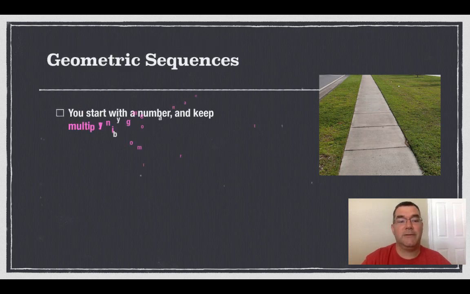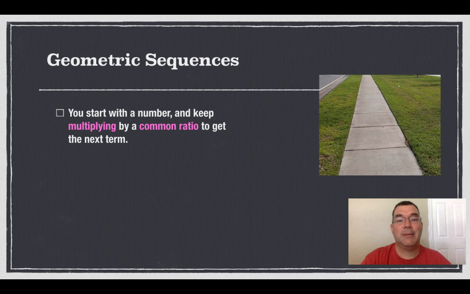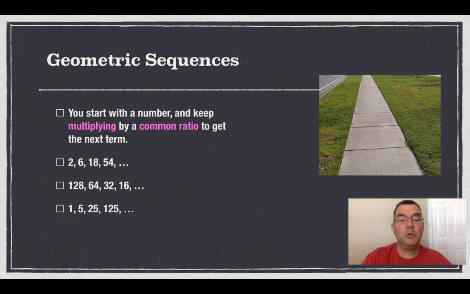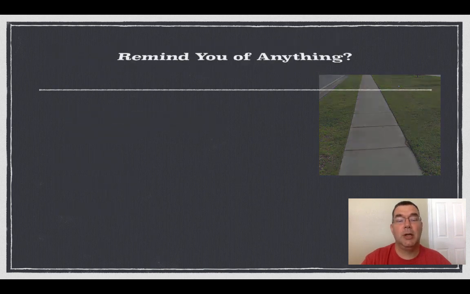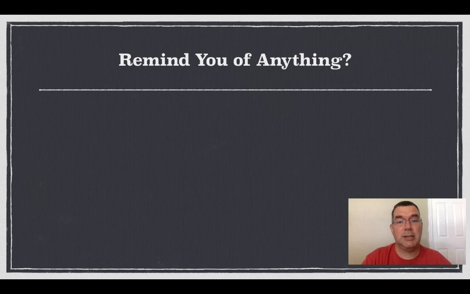Geometric sequences are different in that you start with a number, but instead of adding the same thing over and over again, you multiply by the same thing over and over again. That's the only difference. So things like 2, 6, 18, 54, I'm starting at 2 and I keep multiplying by 3 over and over again. 128, 64, 32, 16, I start at 128 and I multiply by a half, or I divide by 2 to get from every term to the next term. 1, 5, 25, 125, same thing, I'm starting at 1 and I keep multiplying by 5 to get to the next term and the next term and the next term. So all of those are geometric sequences, not arithmetic.